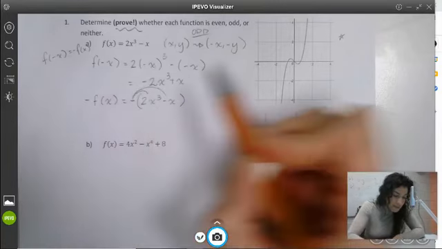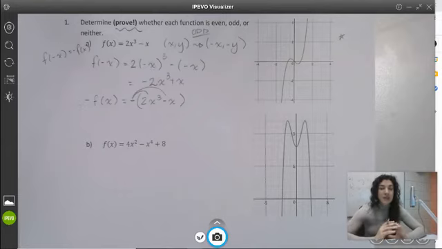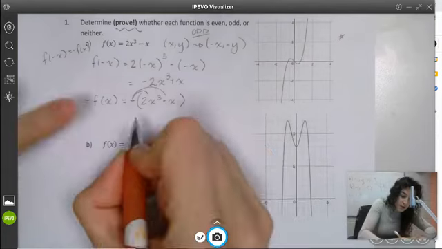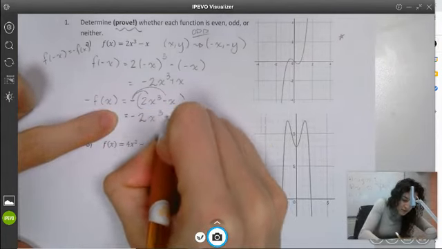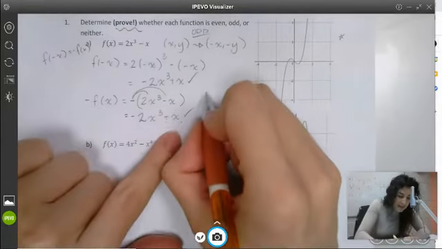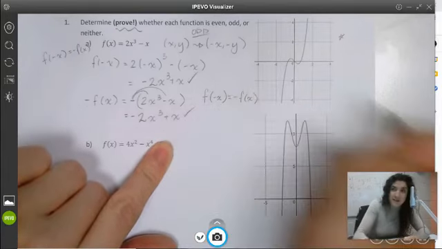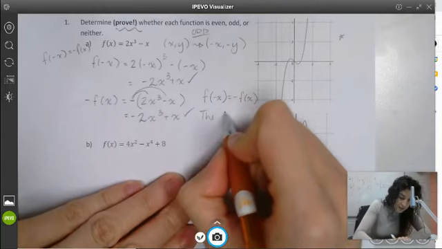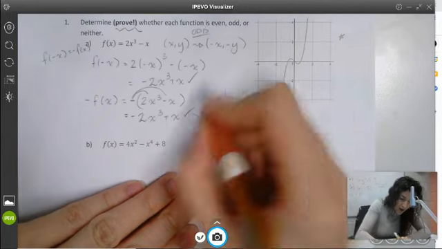I guarantee you some of you are going to make that mistake. Don't be that student, okay? Go ahead and put parentheses where you need to put parentheses to be held accountable. These negatives are going to trip you up. Don't let it happen. Okay, so I'm going to go ahead and simplify this. This is negative 2x cubed plus x. Since these guys are the exact same, I can say f of negative x equals negative f of x. The function is odd.